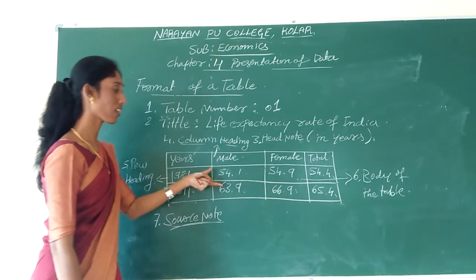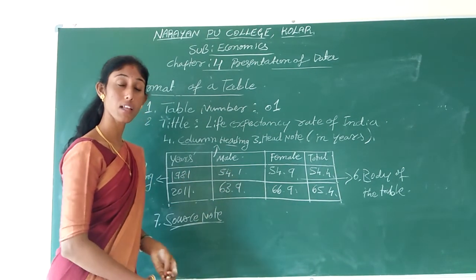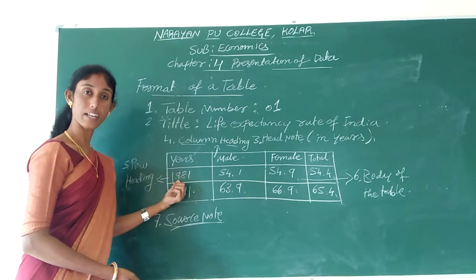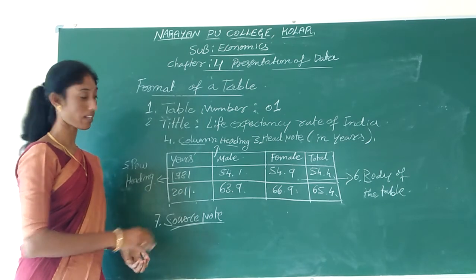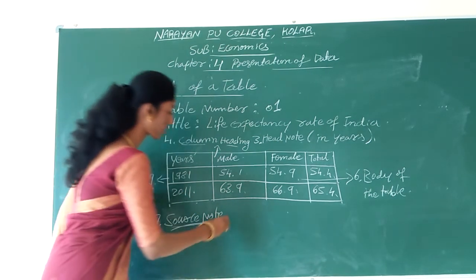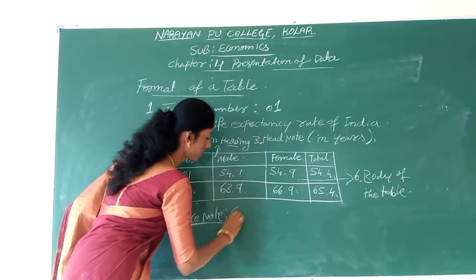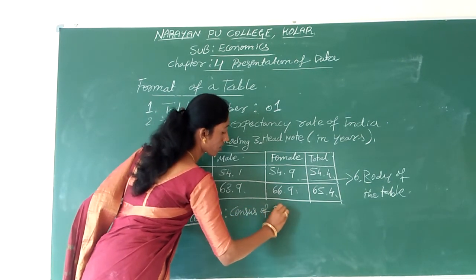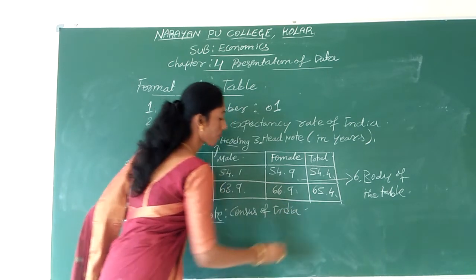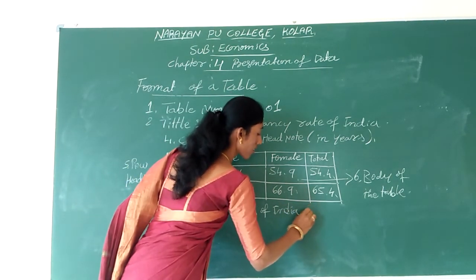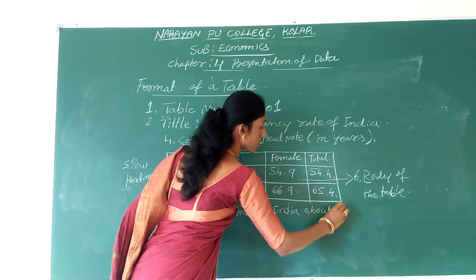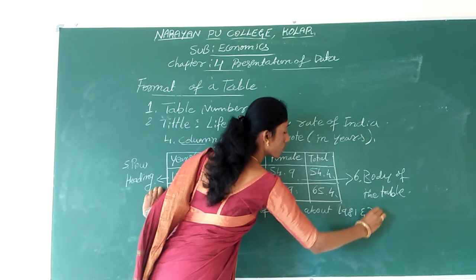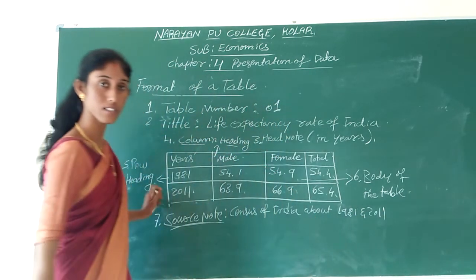For example, this life expectancy of male and female was collected from the Census of India relating to 1981 and 2011. That I will mention in the source note: Census of India, 1981 and 2011. Got it? This is what a source note is.